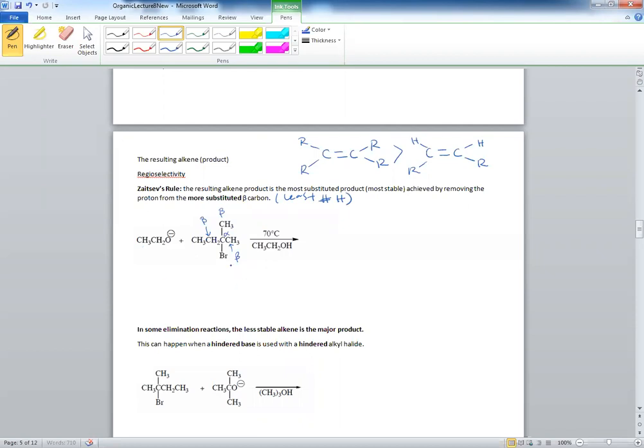So Zaitsev's rule says, look at these beta carbons and remove the proton from the one that has the least number. So if we look at this one, it has 3 H's. This one also has 3 H's. And this one only 2 H's because there's a methyl. So if you'd like to pause and see that, go ahead, but this is critical. Zaitsev's rule says remove the proton from the one with the least number of H's.